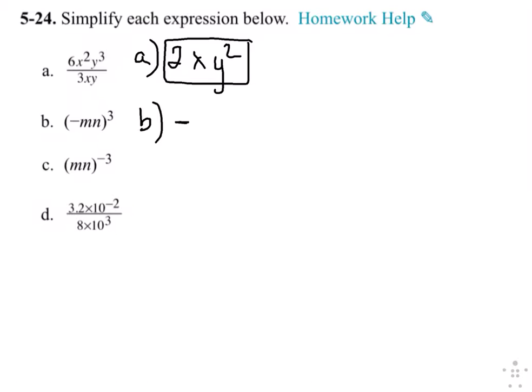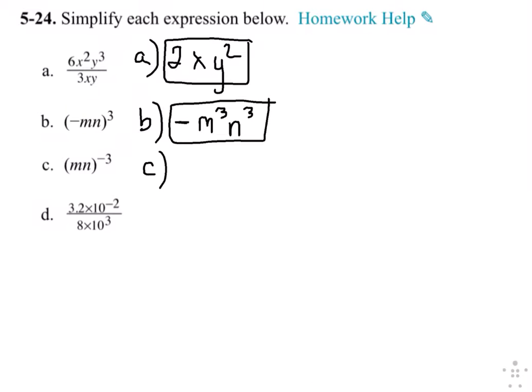So now it's power to power, right? So I distribute that third in, so it's negative m to the third, n to the third, right? That power gets distributed into it. Whenever we have a negative that we're raising, just figure out what the answer is going to be first, whether it's going to be positive or negative, and then don't worry about that negative, right?